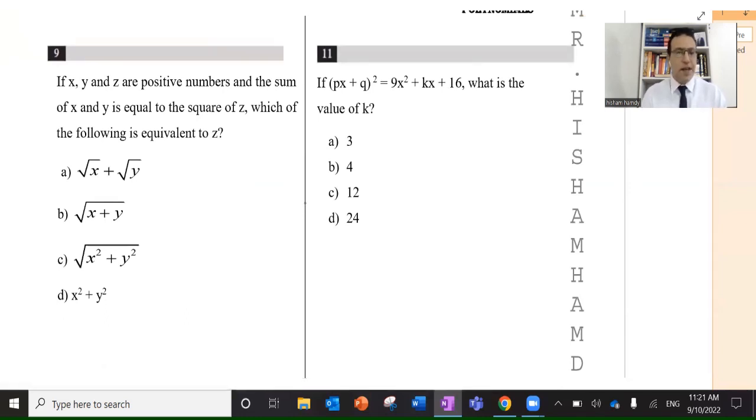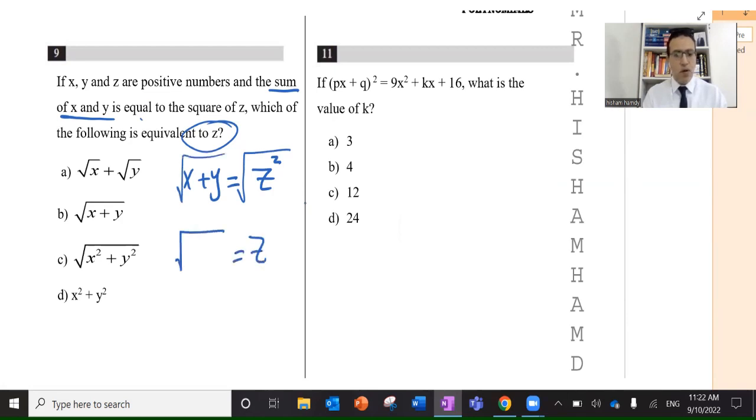Question number 9. If x, y, and z are positive numbers, and the sum of x and y, let's stop here. Sum of x and y, so x plus y, is equal to the square of z. Which of the following is equal to z? By taking the root for both terms, z will be equal to the root of the sum of x and y. So the answer is B and not A. Okay? Now let's go to the comparison or the equivalent questions.